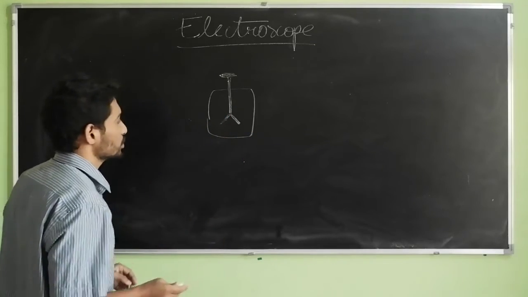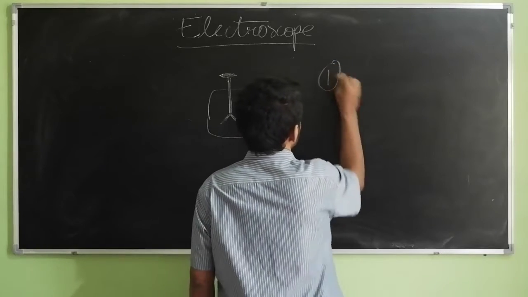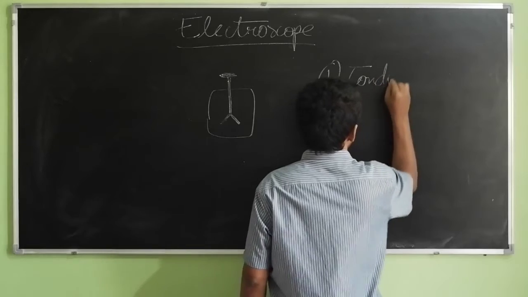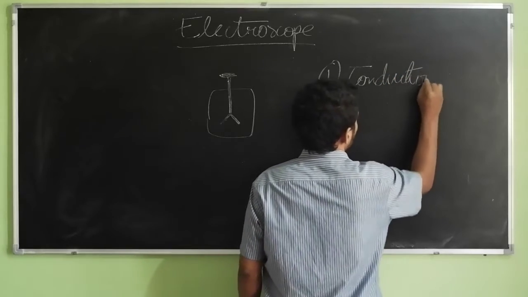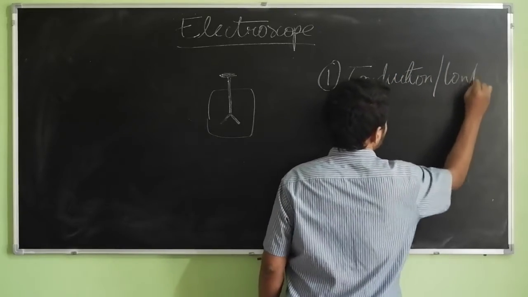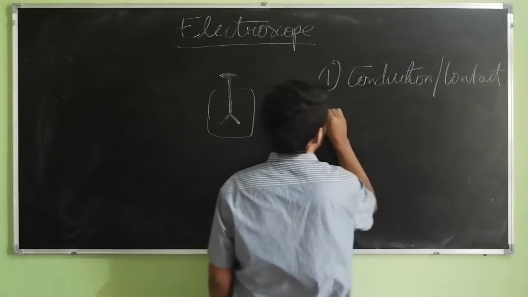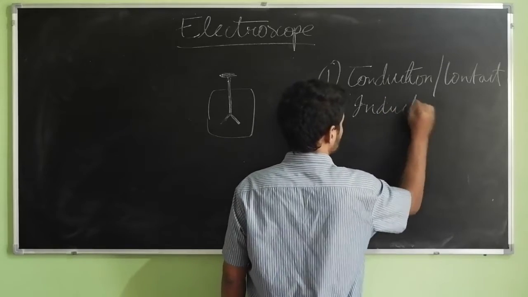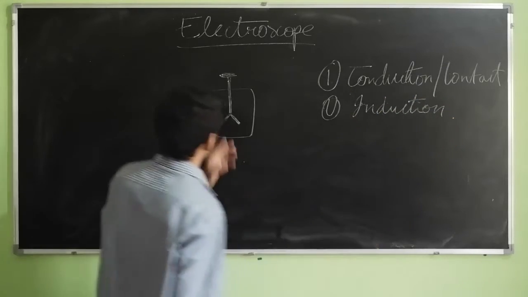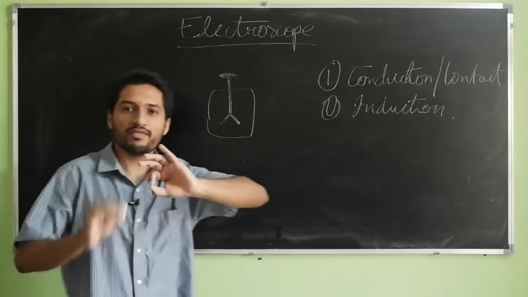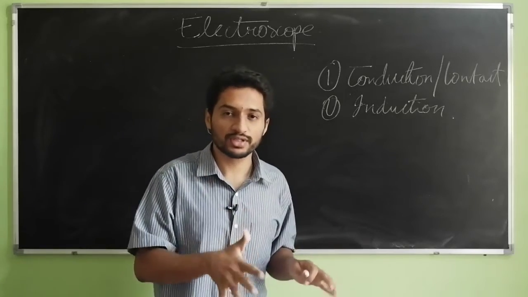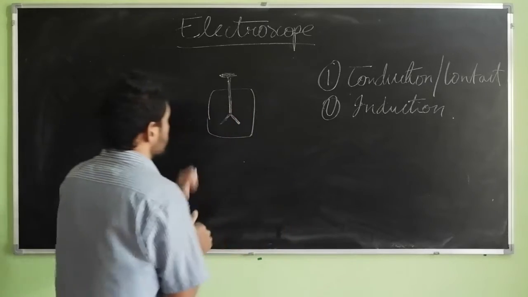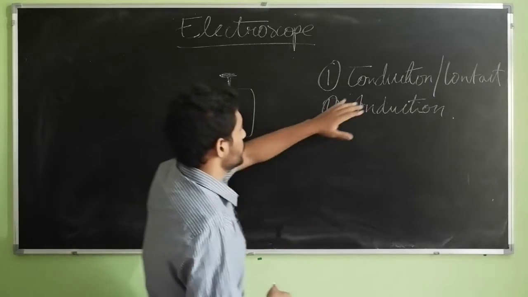Now how does an electroscope work? There are two methods. One is by conduction or contact, and the second one is by induction. We'll discuss how each process works. Before that, the electroscope was invented by William Gilbert, the same person who was responsible for explaining Earth's magnetism. Firstly, we'll discuss conduction.